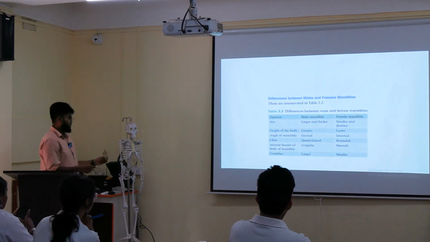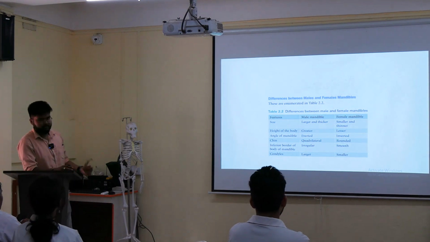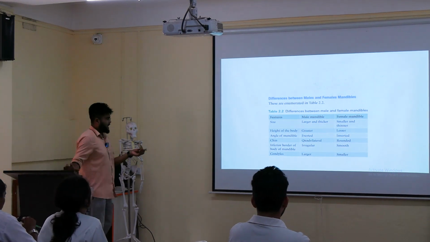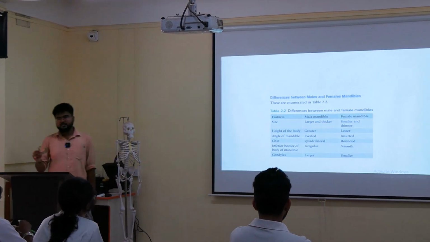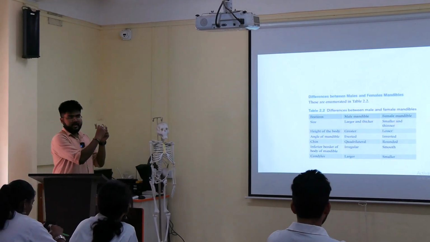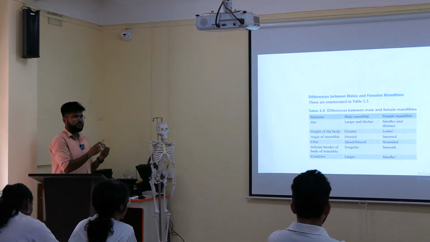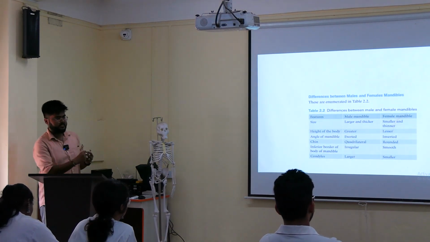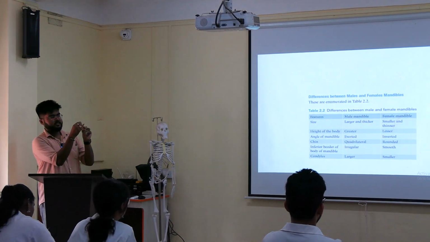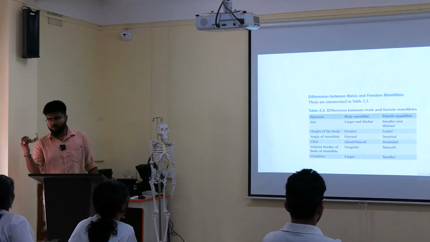Now, if you tell all those things regarding this bone, then the examiner may ask these things. Male and female mandible. The size of the male mandible is quite larger as compared to the female. This is the body of the mandible. The height is quite larger in the male, but in the female it is lesser. The condylar process is larger in the male, but smaller in the female.